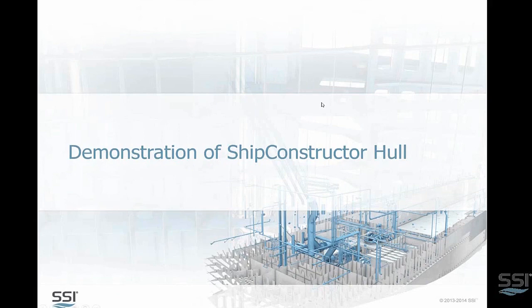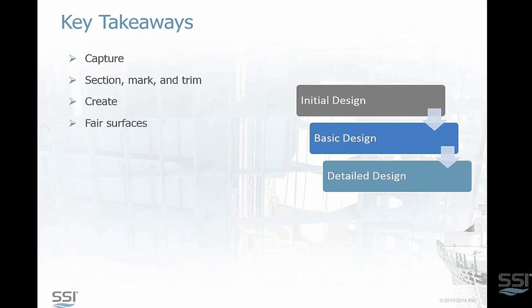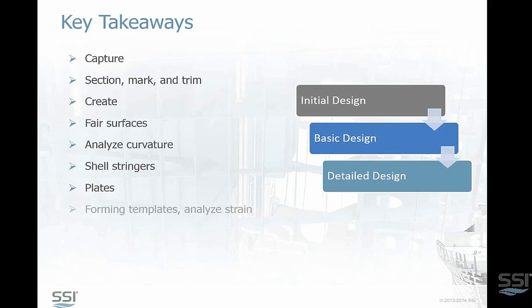So just to conclude, we've just got a couple wrap-up slides here. Some of the key takeaways we want to make sure people have picked up, and Zoe's done a good job of highlighting the main things. Capture design data from the initial design, section mark and trim surfaces. We didn't see all of these capabilities, but we'll highlight some of the other things. Create new design surfaces, fair surfaces to production detail, analyze the curvature, create and manipulate shell stringers, expand production quality plates, create forming templates, analyze strain, send pieces to structure for production, and pig jig drawings.